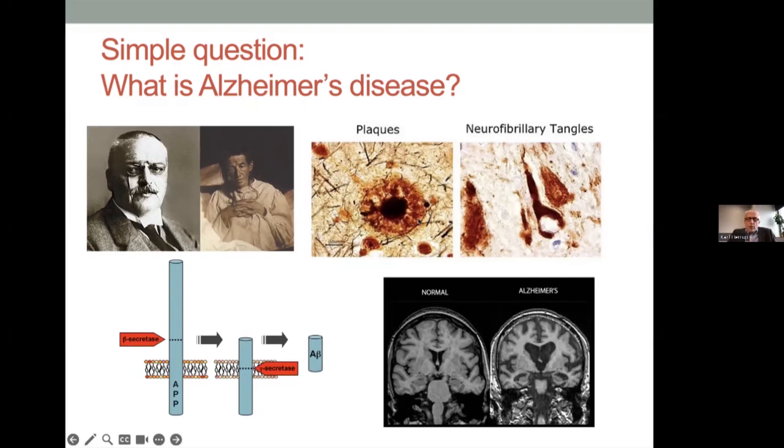And if we fast forward to the 1980s, the plaques were isolated by a pair of biochemists, Glenner and Wong, and they discovered that the main peptide constituent was a small peptide that was cut from a larger protein. Very soon after, the full parent protein that generated A-beta was discovered, and it was found to be a large transmembrane protein called the amyloid precursor protein.